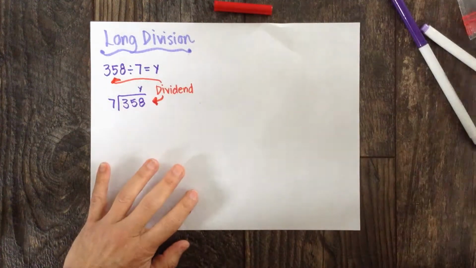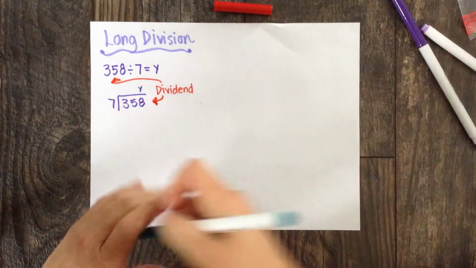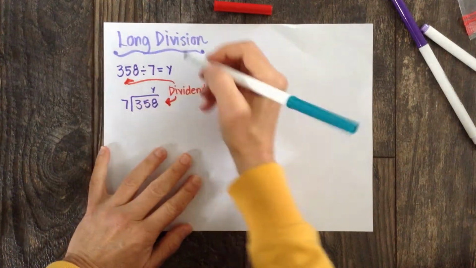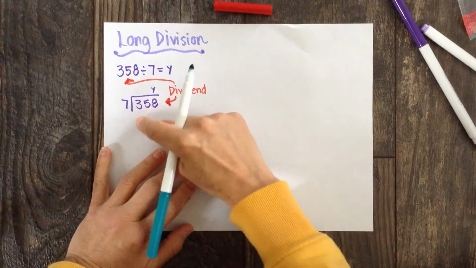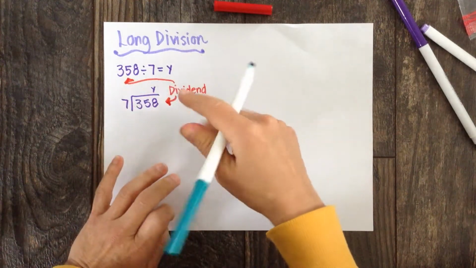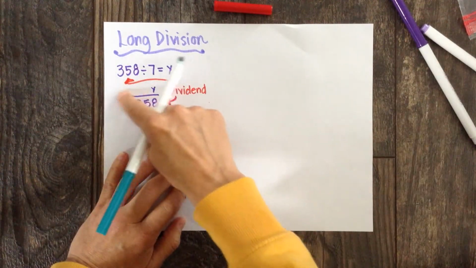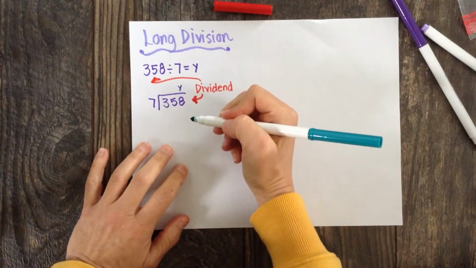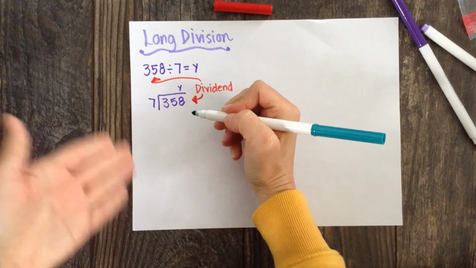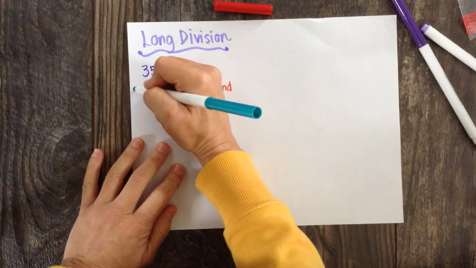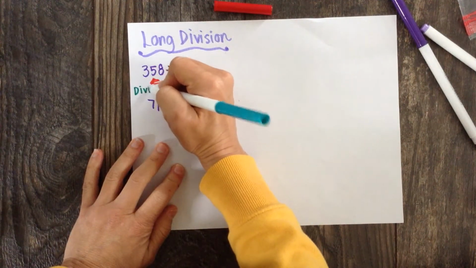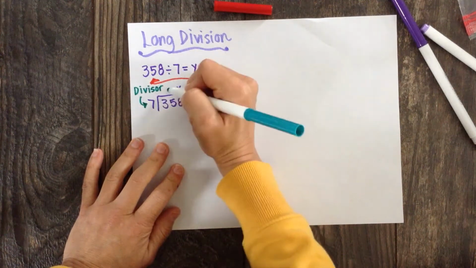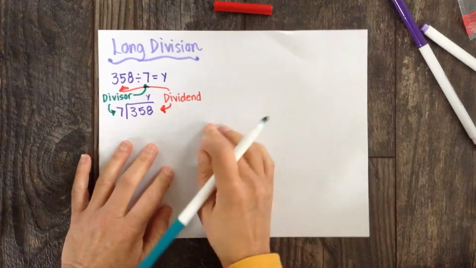The next one that we have, let's pull a different color here, is our divisor. And our divisor is often that one that's coming out here. I kind of like to think about it as a visor. It's the one that's sort of hanging out there. Our divisor is the number that we're going to be dividing into another number. So let's add that in here. Divisor. So our divisor here, in this case, is 7.